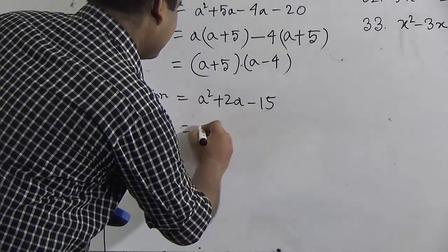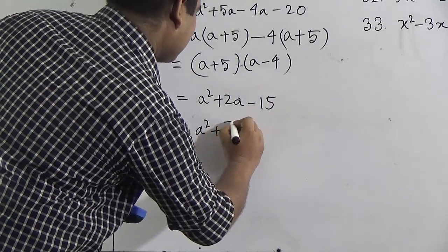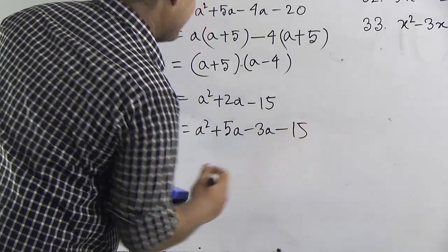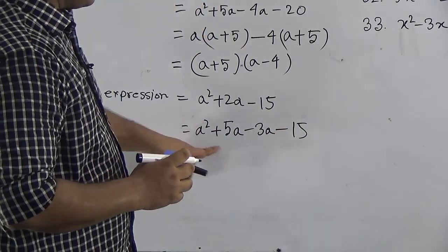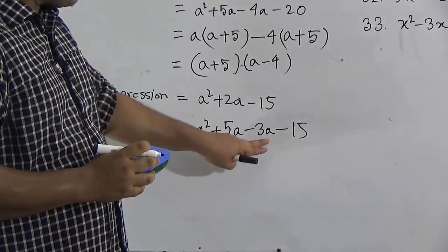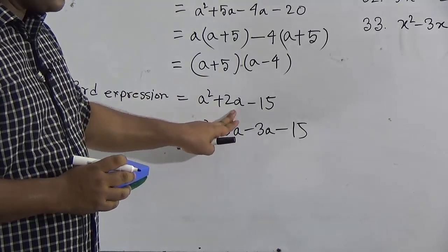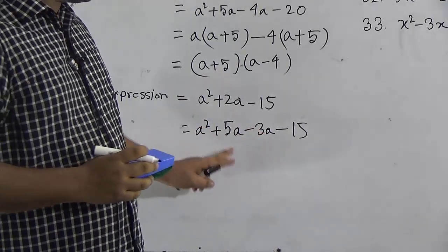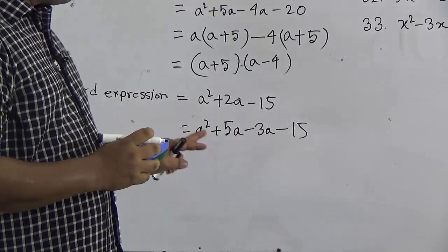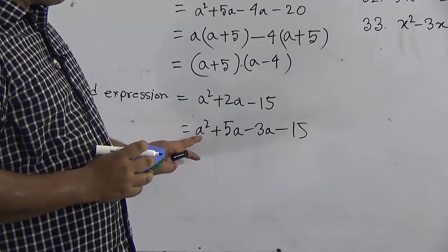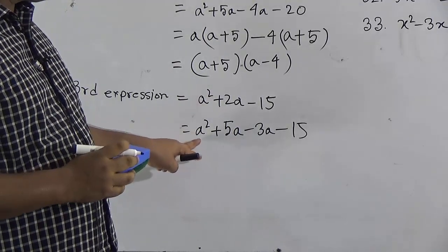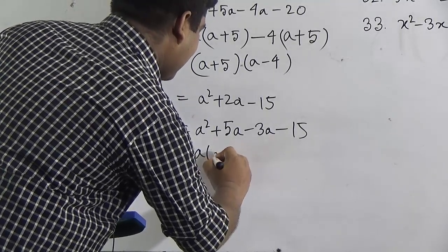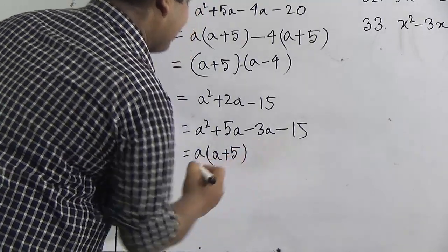If we write a square plus 5a minus 3a, then we get this expression. That means if we subtract 3a from 5a, then we get plus 2a. If we multiply 5a with minus 3a, then we get minus 15a square. So now we take common from a square plus 5a. Which term is common? a is common. So we take a common. That means a plus 5 is left.